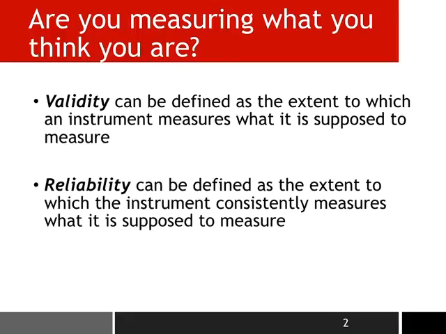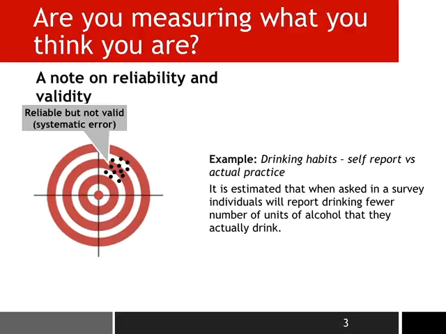Validity can be defined as the extent to which an instrument really measures what it's supposed to measure. On the other hand, reliability refers to the extent to which the instrument consistently measures what it's supposed to measure. Now, we are going to present some examples to try to explain these two concepts better.